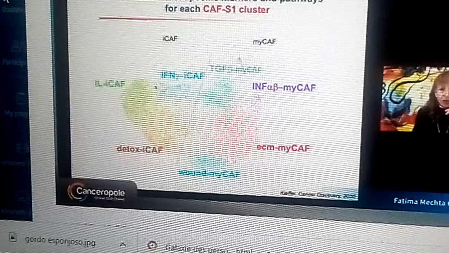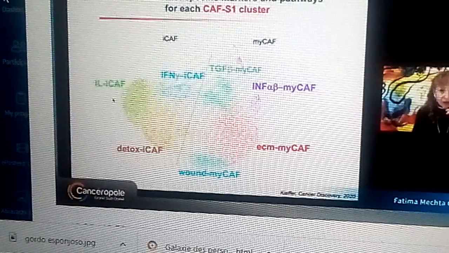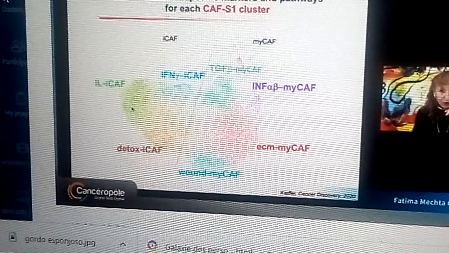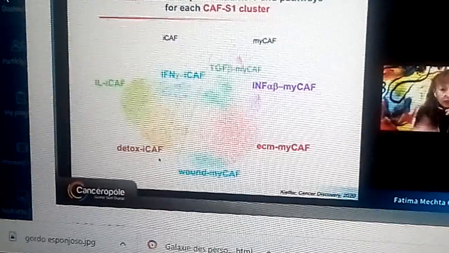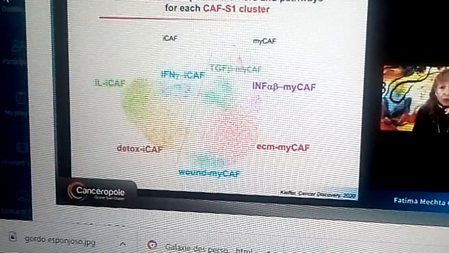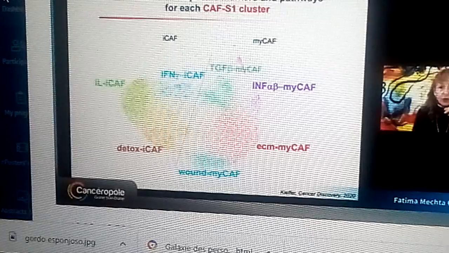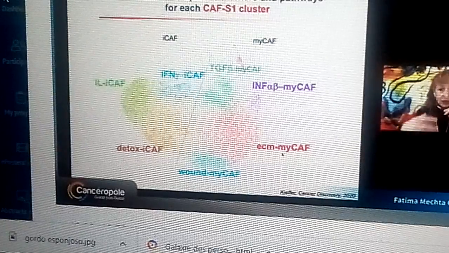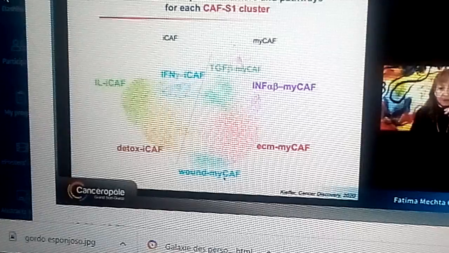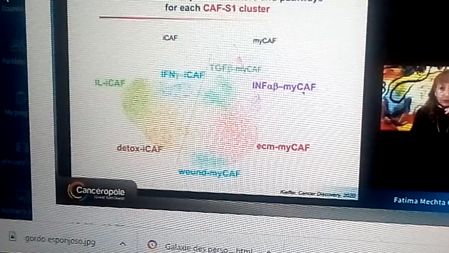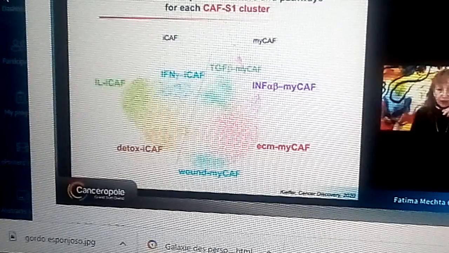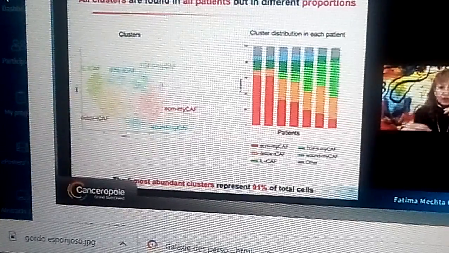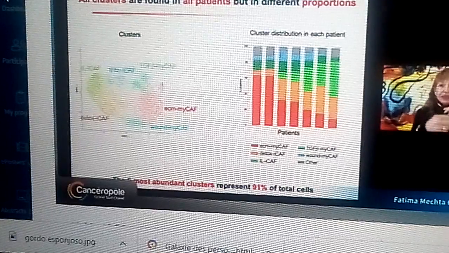In the iCAF clusters, we identified the interleukin iCAF, which is quite reminiscent of what Florian showed before, the detox iCAF, which are more related to a detoxification pathway, and the interferon gamma iCAF, which is obviously characterized by an interferon gamma signaling pathway. And in the myCAF subsets, we identified an extracellular matrix myCAF cluster, a wound healing myCAF, a TGF-beta myCAF, and an interferon alpha-beta myCAF. These different clusters are really characterized by specific signatures. And all these clusters, in fact, are found in all patients, but in different proportions.